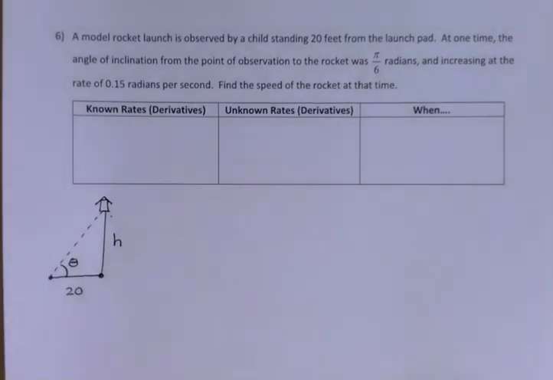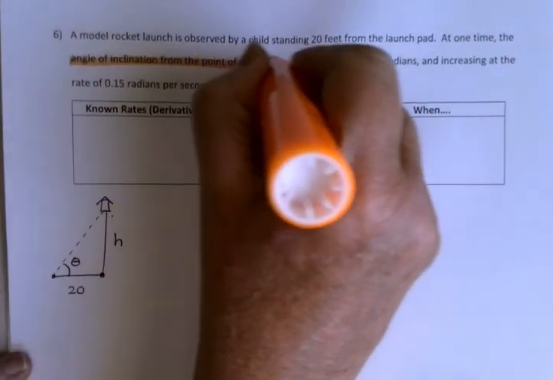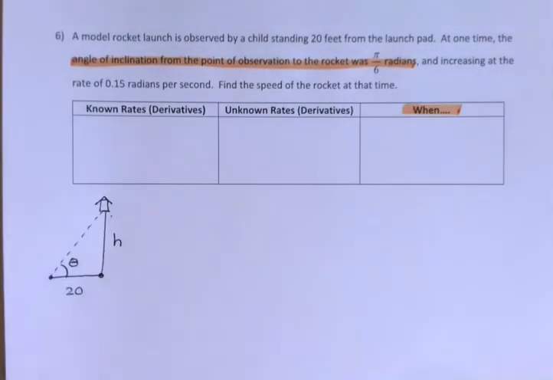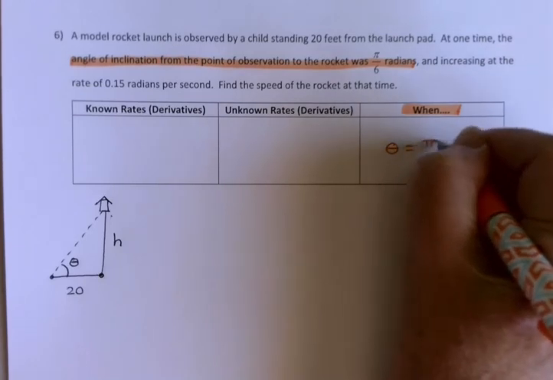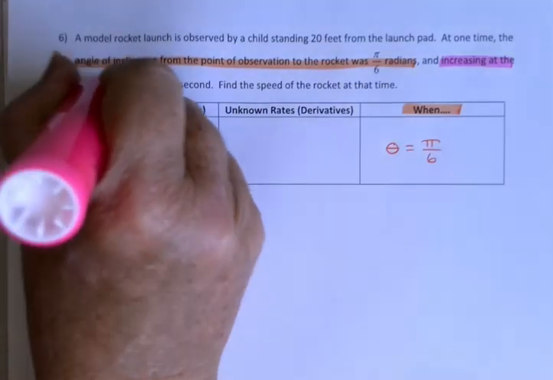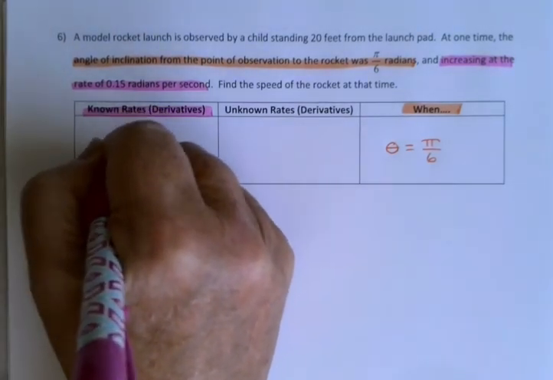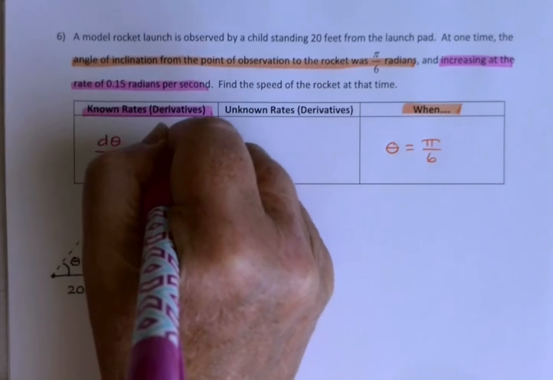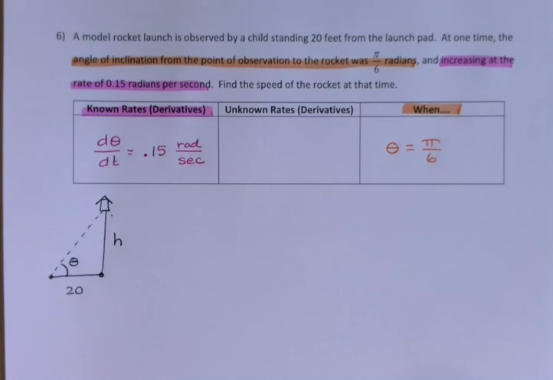At one time, the angle of inclination was pi/6. That's actually our when information, isn't it? That was a particular time that we're interested in. So when theta is pi/6, it's increasing, it being theta, at the rate of 0.15 radians per second. So there's the known rate. That'll be d theta dt. Again, notice that this is with respect to time now, not with respect to the height.